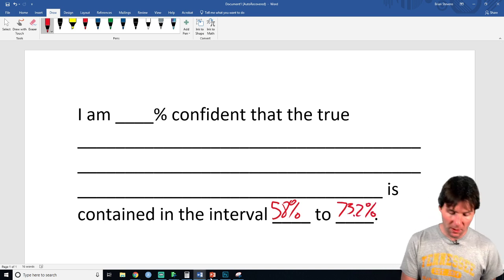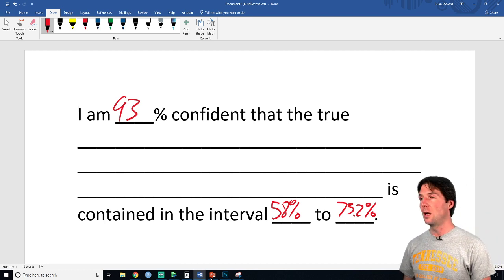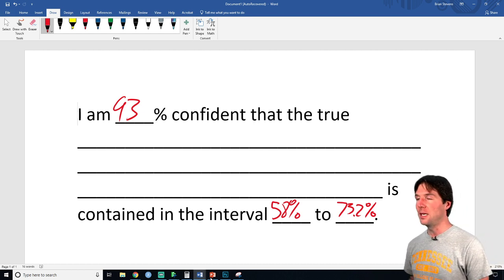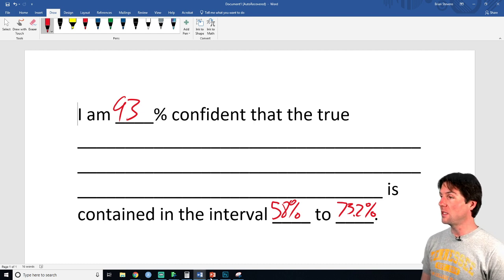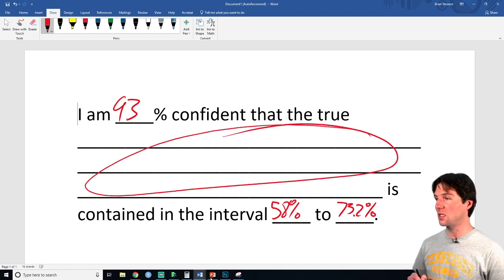The easy part is putting in the numbers right here. This is the easy part. I am 93% confident the true proportion of sophomores who recycle at the University of Tennessee, if that's where we got our sample, is contained in the interval 58% to 73.2. And if you do it as a decimal, that's all right too. But this part right here is where people make mistakes.